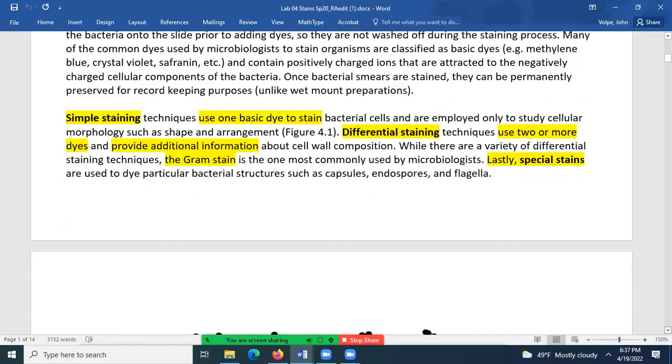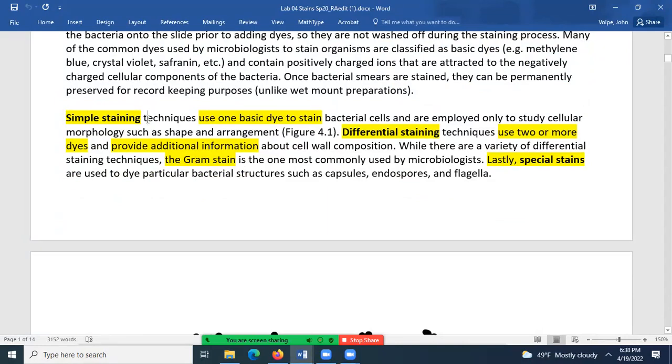A simple stain is when you simply use one dye to stain the cells. And note here that it's saying a basic dye. That's not really correct. It can be a basic or an acidic dye, and it's still a simple stain. The simple stain is just using one dye. The differential stain usually uses 2 or more dyes and provides additional information about the cell that a simple stain cannot give you.